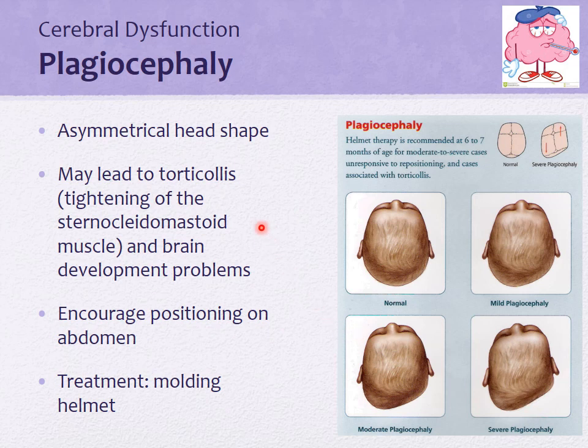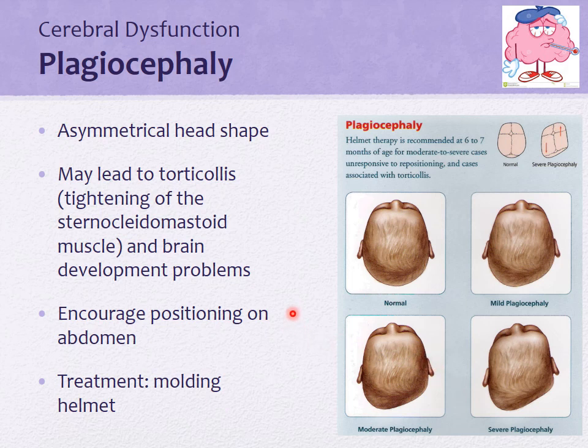The problem is that it could lead to torticollis, which is a tightening of the sternocleidomastoid muscle, right there in the neck. And then they could also have brain development problems. So if you think about how soft the baby's head is and how pliable their skull is, if they're laid flat all the time, a normal brain's not going to be able to grow normally in a skull like this or even like this, but definitely these are terrible. So those are some issues that you can see from not getting it fixed.